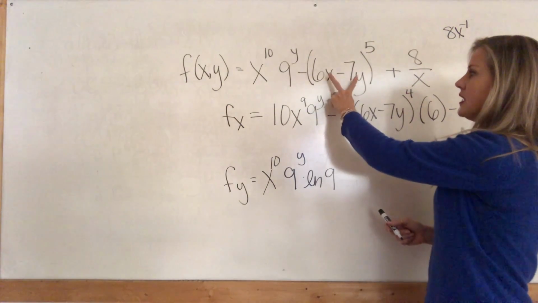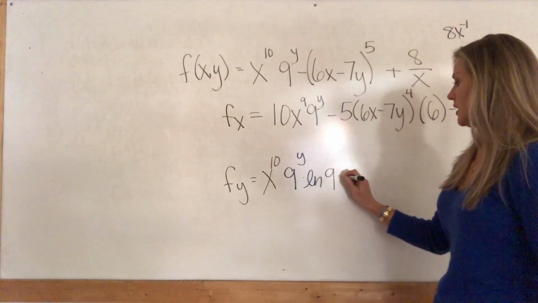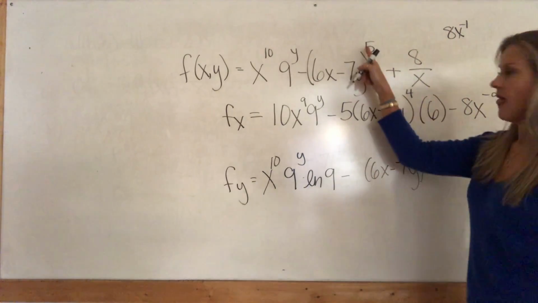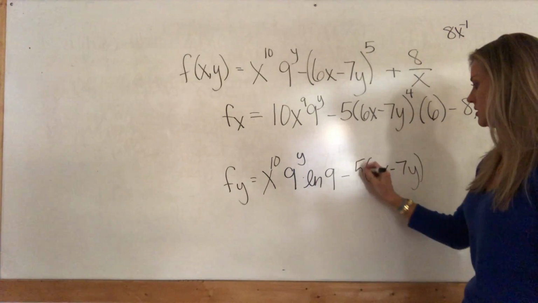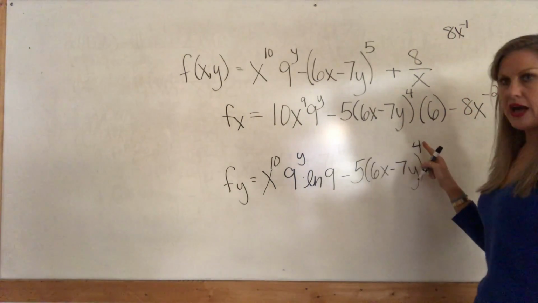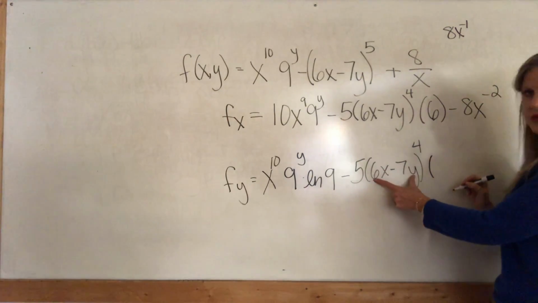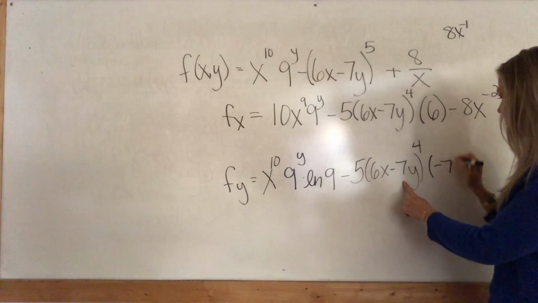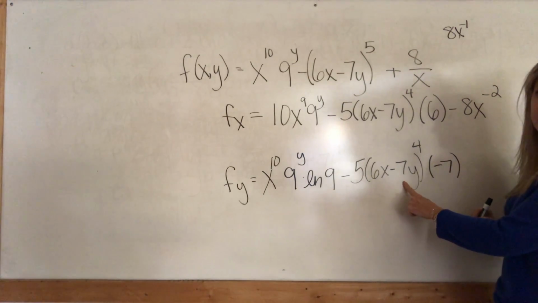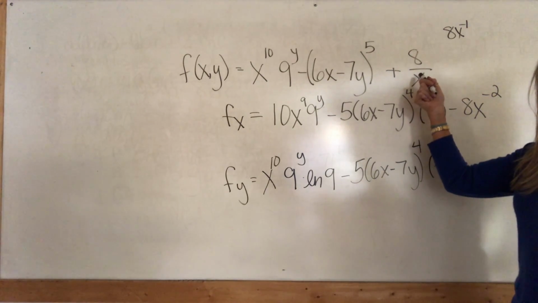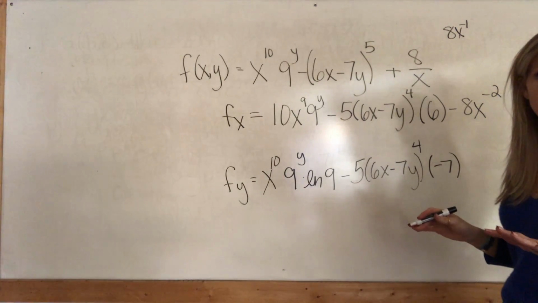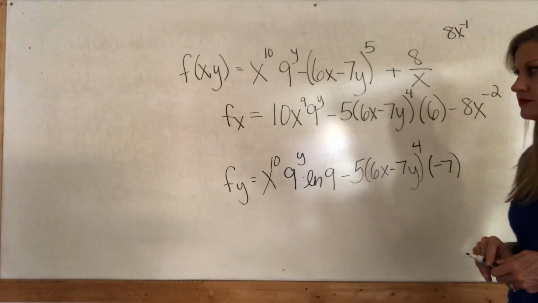Next term has a y. It's also a chain rule. I keep the inside the same while the outer drops and flops. And now I multiply by the derivative of the inside with respect to y, which is negative 7. The last term does not have a y, so it will disappear. Its derivative is 0. It's a constant, it goes away.